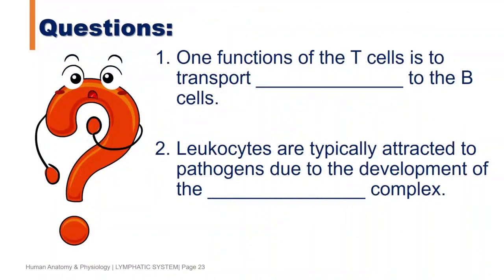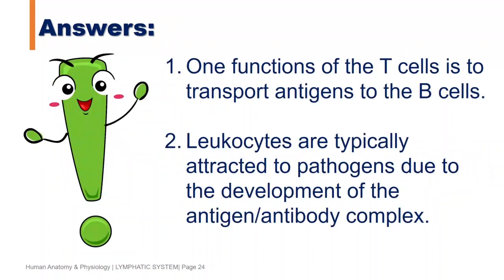Question 1: one function of the T cell is to transport blank to the B cells. Number 2: leukocytes are typically attracted to pathogens due to the development of the blank complex. So one function of the T cell is to transport antigens to the B cells, and leukocytes are typically attracted to pathogens due to the development of the antigen-antibody complex.